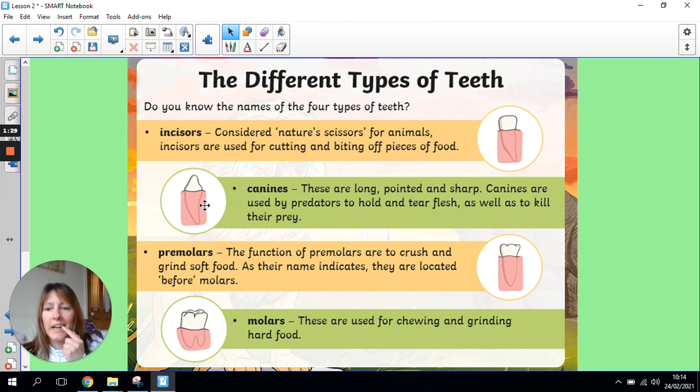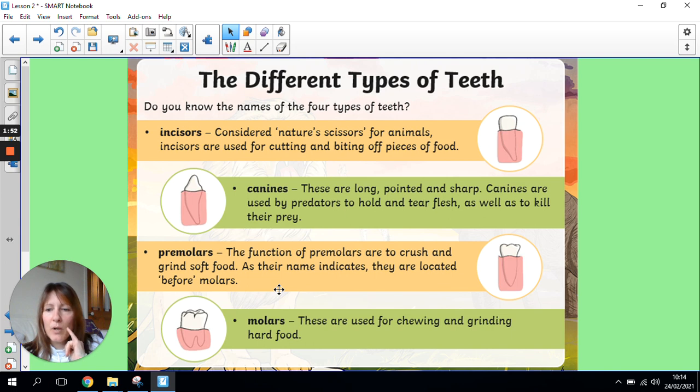Then our canines, which are next, come to work, and they're quite long and pointed and sharp. They're used especially by predators to hold and tear flesh as well as to kill, because they're quite sharp and pointed. If you bite with your incisors, you would be able to kill your prey.